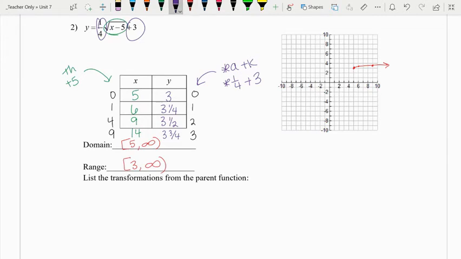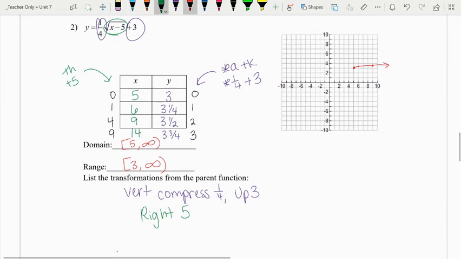Transformations wise, we have a 1/4 on the outside. So when a is 1/4, it is a vertical compression of 1/4. We also had the 3 on the outside, which moved it up 3. And then we had the negative 5 on the inside, which remember is always the opposite, which means we moved right 5.